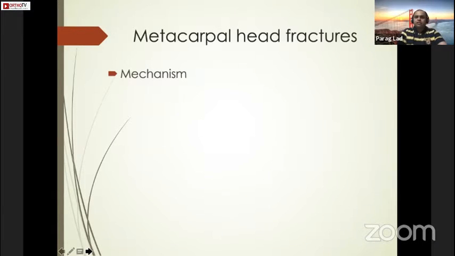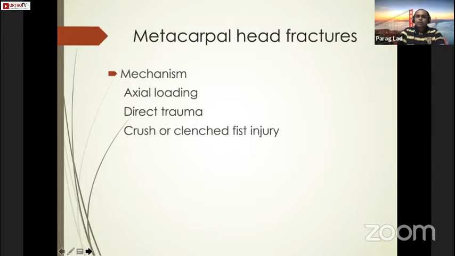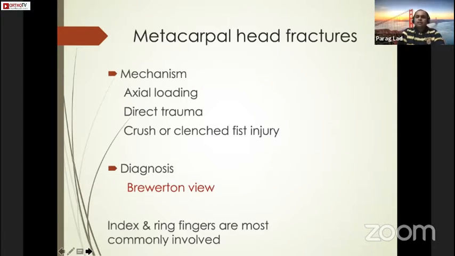Metacarpal head fractures. Now we will see each and every anatomical part with one simple example. Usually the head of the metacarpal gets fractured in cases of axial loading and direct trauma to the hand, or sometimes, out of anger, if somebody bangs his hand on the wall, they get an injury to the head of the metacarpal. As discussed, we usually should get a Brewerton view as shown in the X-ray picture.